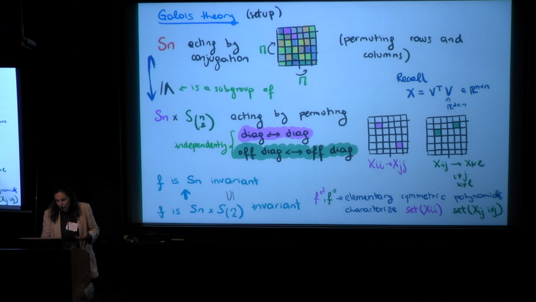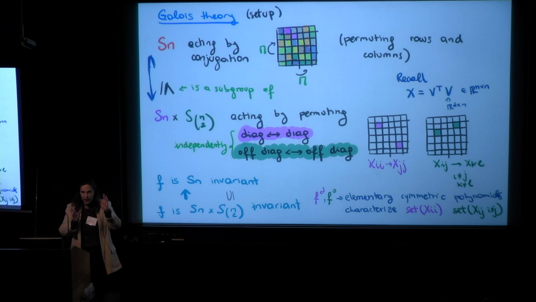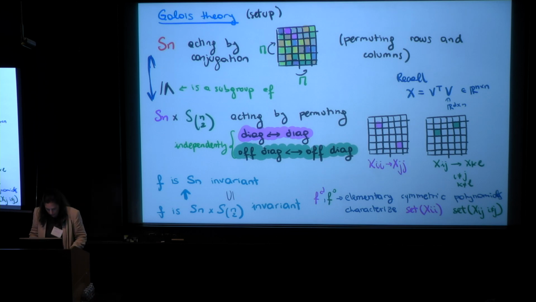So we can say that the group of permutations acting by conjugation is a subgroup of the bigger group that basically sends diagonals to diagonals and off-diagonals to off-diagonals. And if this group is smaller than this one, then the invariant functions with respect to the smaller group are a superset of the invariant functions with respect to the bigger group. It's just that the inclusion between the groups and the invariant functions goes the opposite way. That's part of Galois theory.